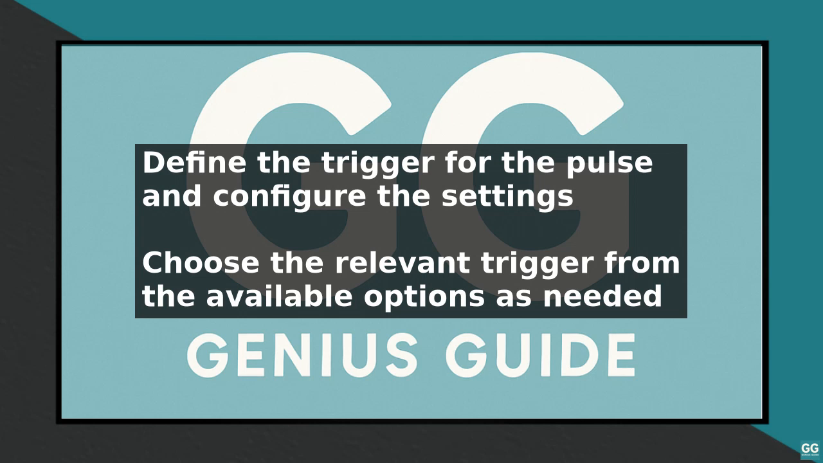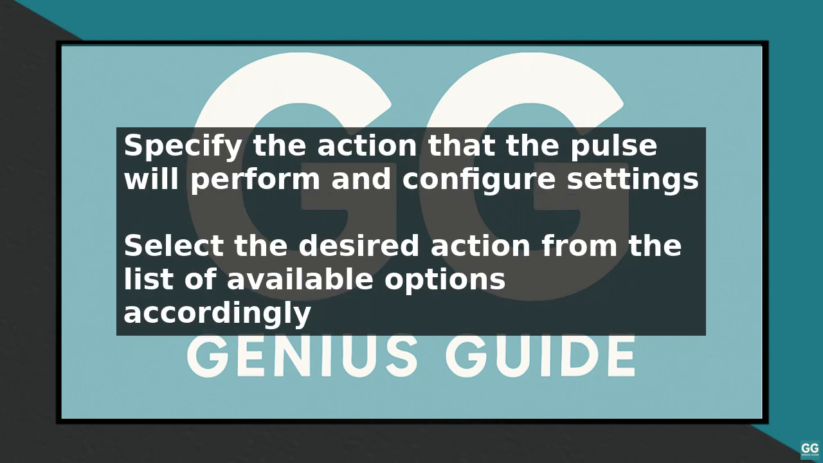After defining the trigger, specify the action that you want the pulse to perform. This could be sending a notification, creating a new item, or updating a column. Select the desired action from the list of available options and configure the settings accordingly.